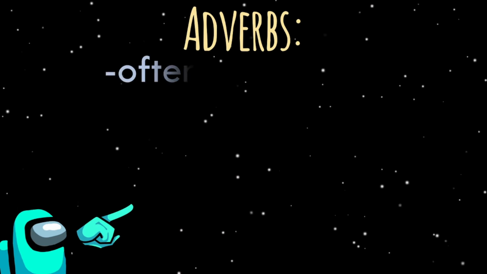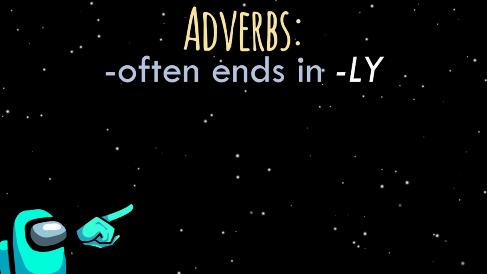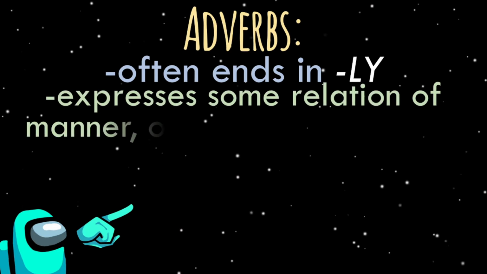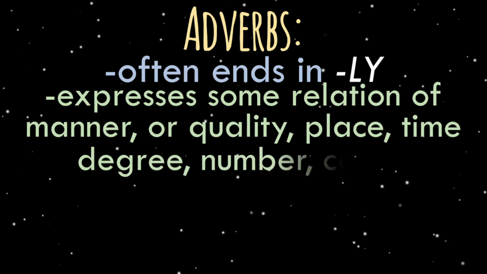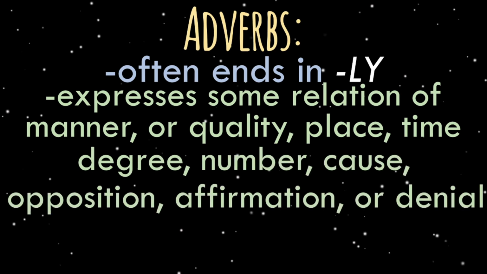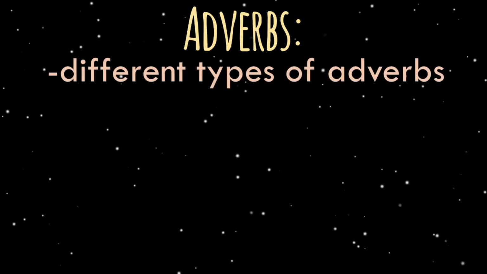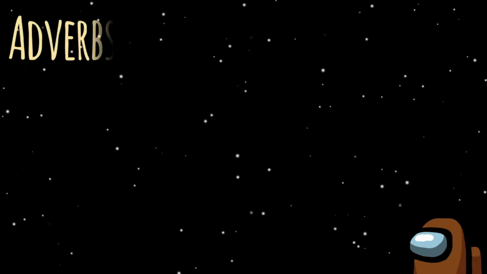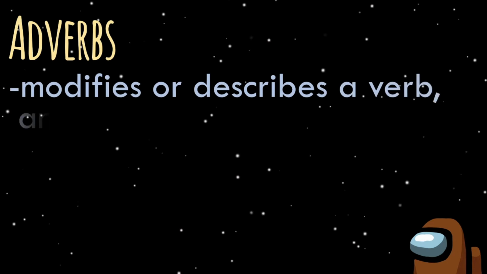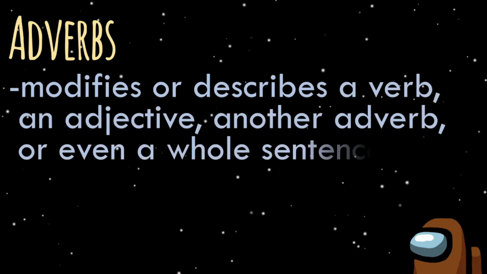Adverbs often end in ly, but some, such as fast, look exactly the same as their adjective counterparts. Adverbs typically express some relation of manner or quality, place, time, degree, number, cause, opposition, affirmation, or denial. There are different types of adverbs, and how we use them depends on what you're describing and how you want to describe it. An adverb is a word that modifies or describes a verb, an adjective, another adverb, or even a whole sentence.